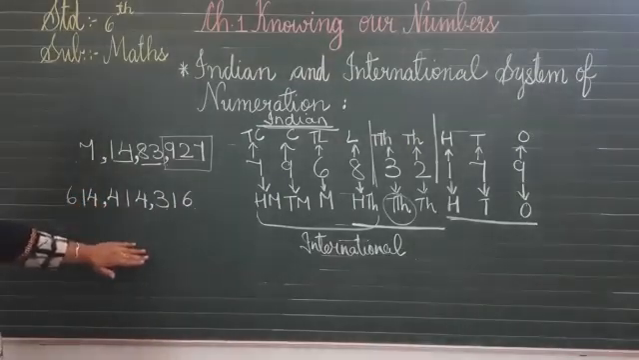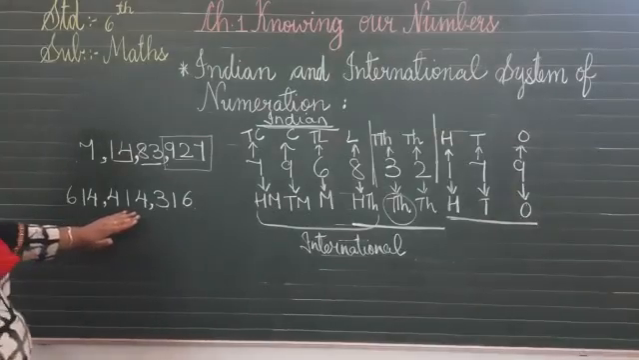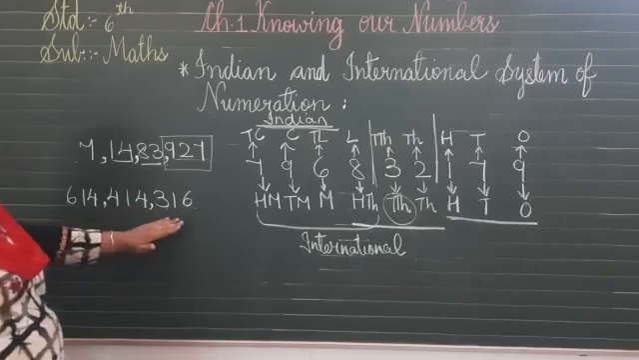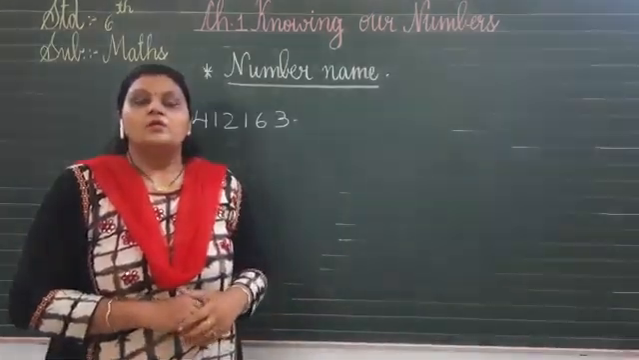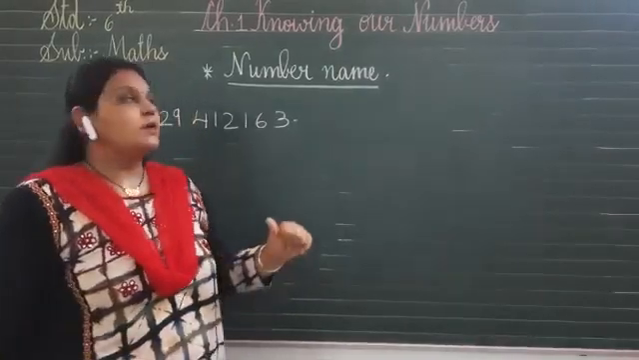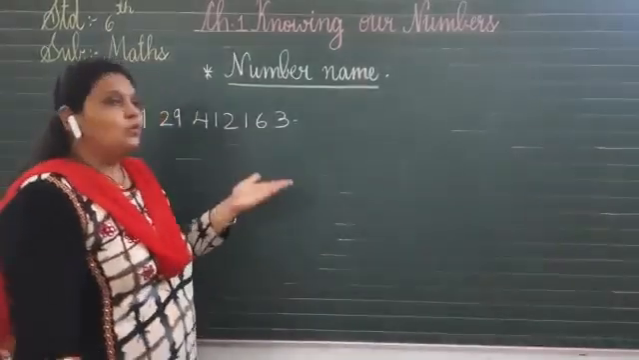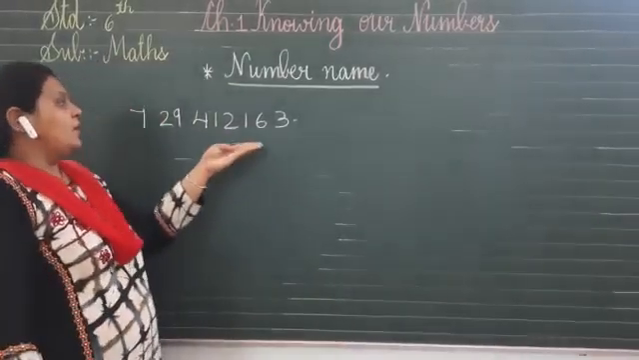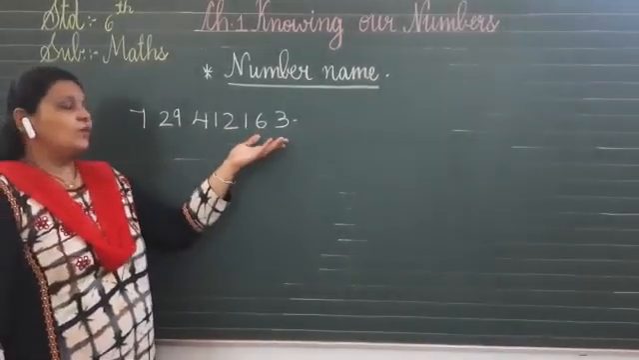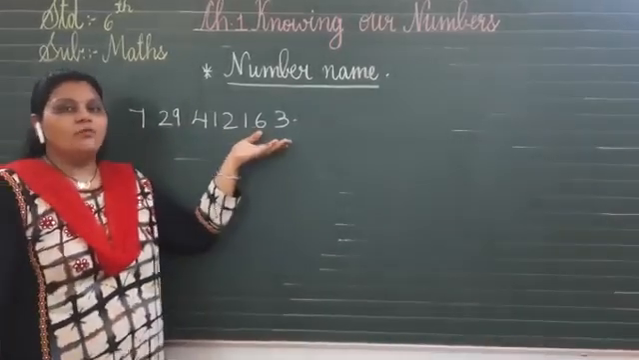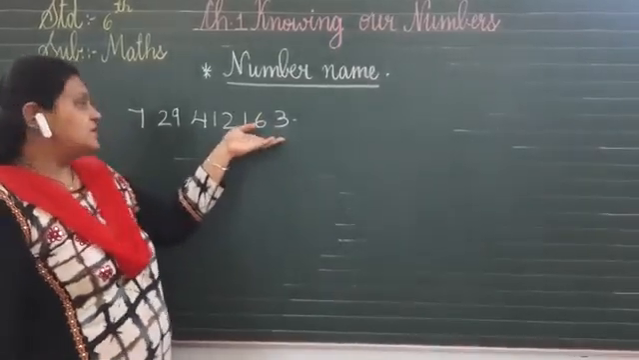So, this can be read as 614,414,316. Now, we will see how to write the number as per the Indian and international systems. We know how to insert the comma. Now, here 9 digits are given to us, which means whatever number we write will be of 9 digits. As per the Indian system, we will discuss first.